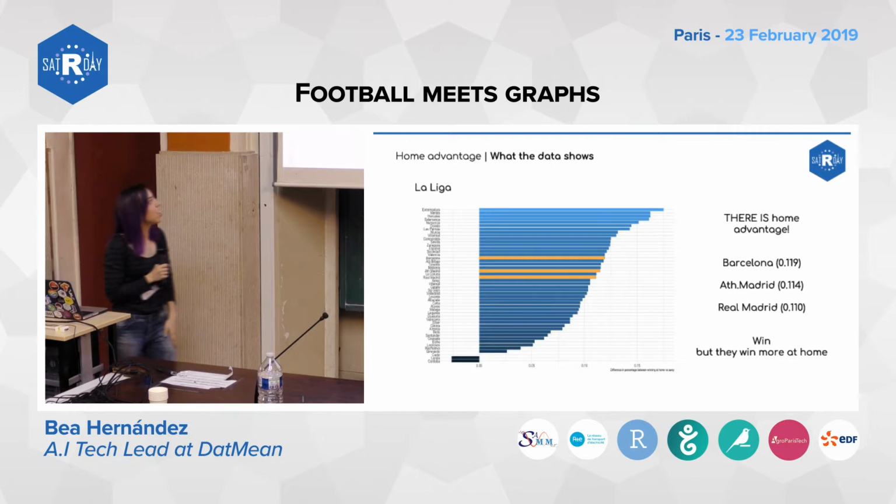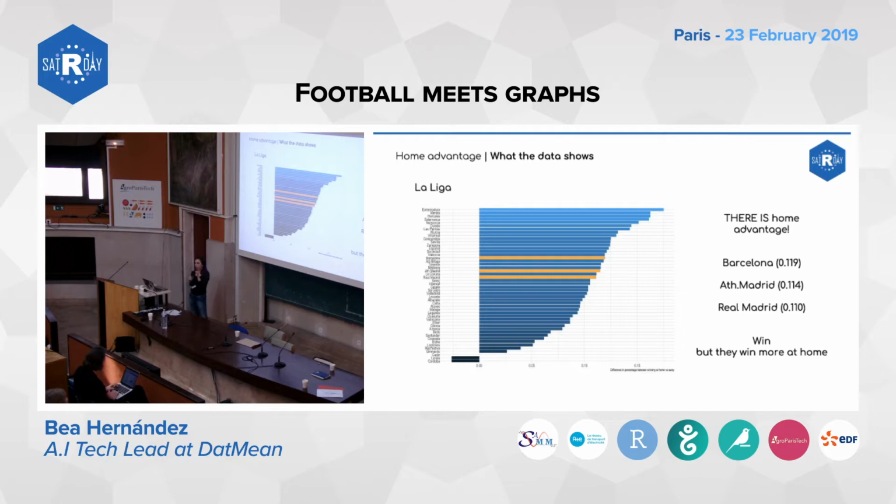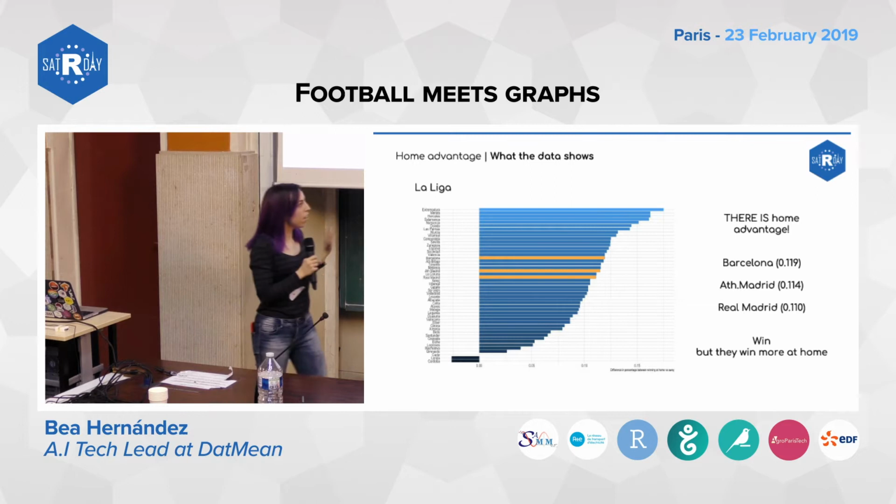We can see here in La Liga, which is the Spanish league, the difference between the matches won away and won at home. For example, the first orange one, which is Barcelona, they win 0.211 more matches at home than away. And it is reflected in almost all teams.